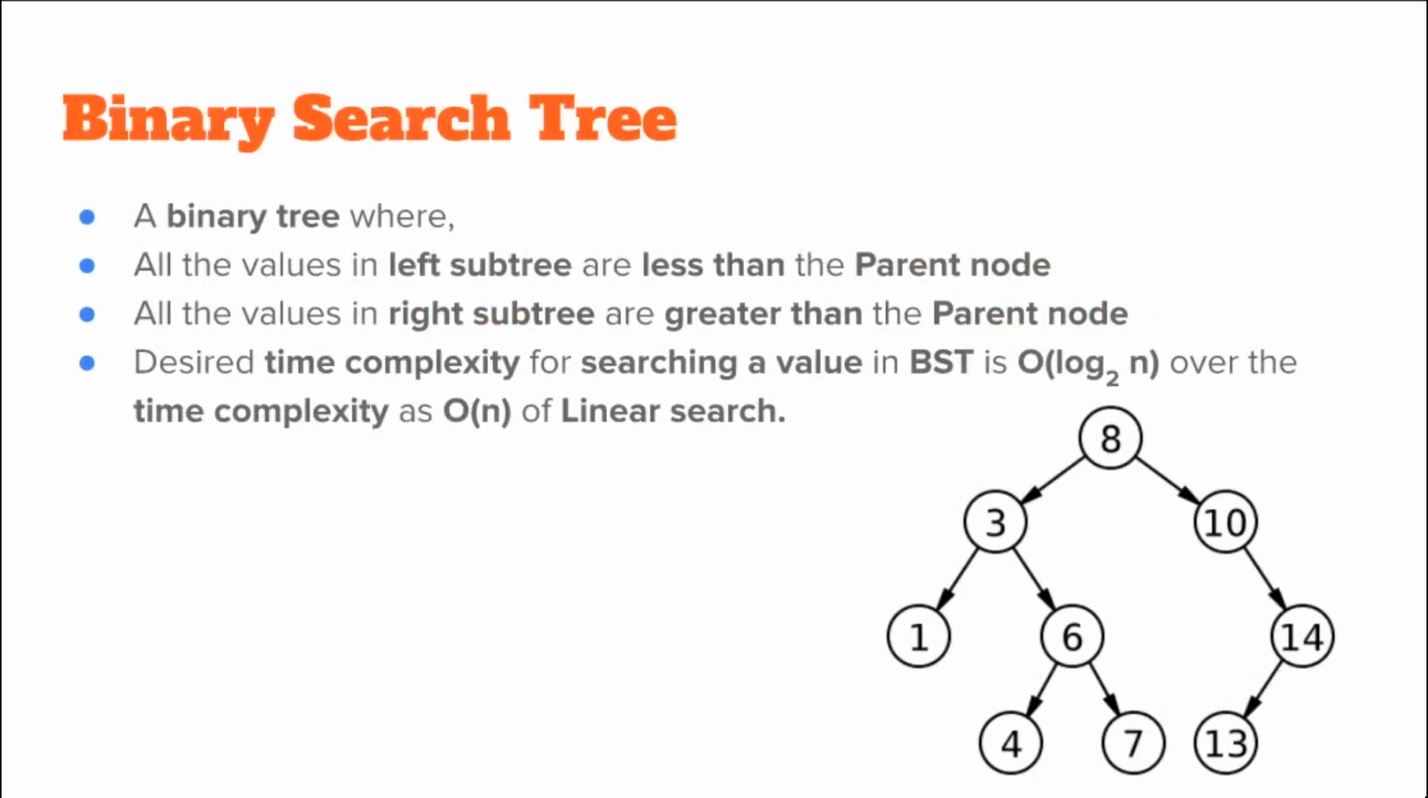A binary tree where all the values in the left subtree are less than the parent node and all the values in the right subtree are greater than the parent node is called a binary search tree. If there are n number of data available, then linear search requires n comparisons. But in contrast, binary search ideal search time complexity is log of n base 2.